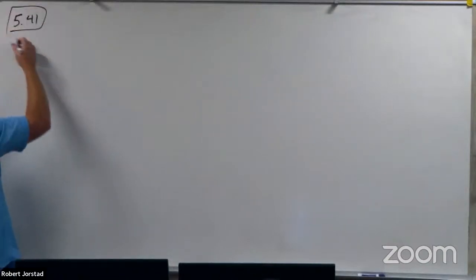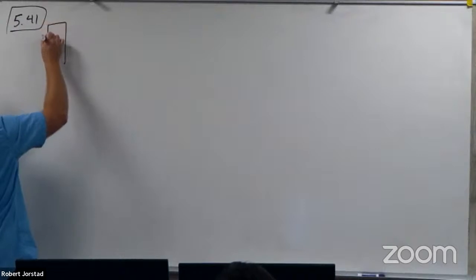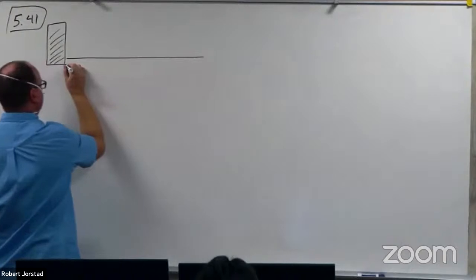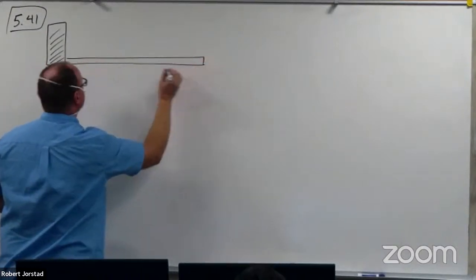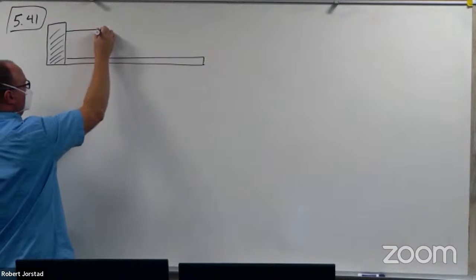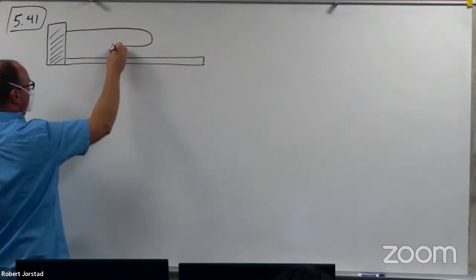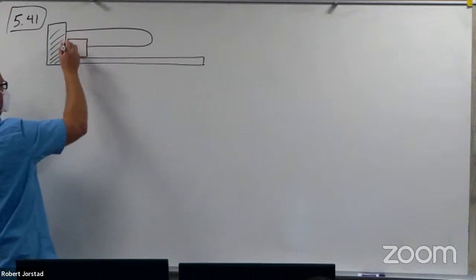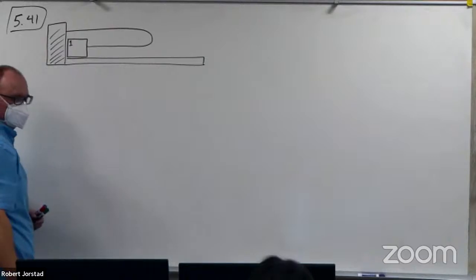I want to look at a new problem. Page 96, 5.41. I'm going to sketch it here. Got this horizontal track like this. It's going to be a string that goes around a pulley and goes back to a block over here. And I think this block is 1. Is that right? Yep.